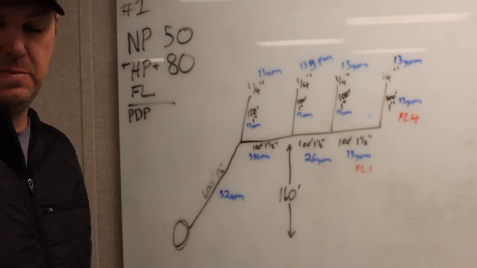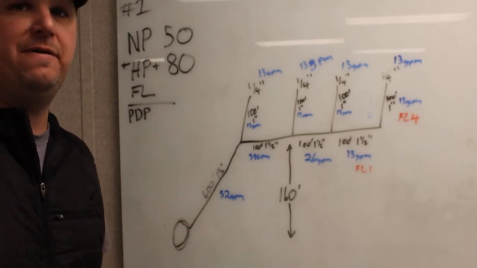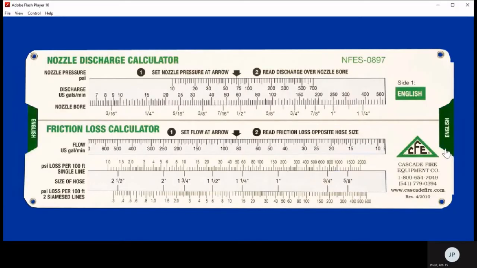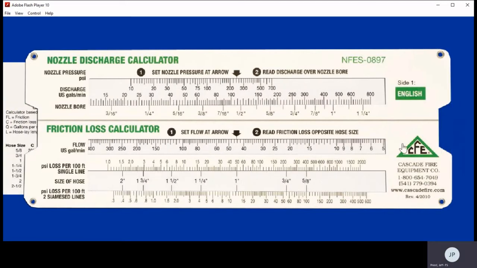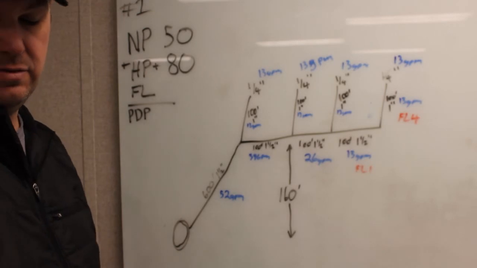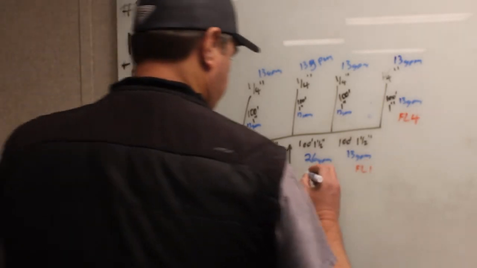I'm looking at 26 gallons a minute through 1.5 inch hose. 26 gallons per minute through 1.5 inch hose. Put 26 gallons per minute in my friction loss calculator and read my 1.5 inch mark, and it's 26 gallons per minute in 1.5 inch hose. So I go 25, 26, and a 1.5 hose. It looks like I am almost to 2.5, which means that since I'm below 2.5, I go to 2. So 26 gallons a minute in 1.5 hose will be 2 psi. It says 2.